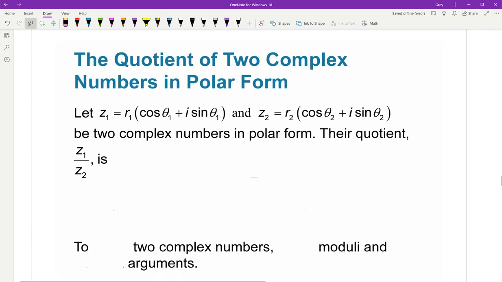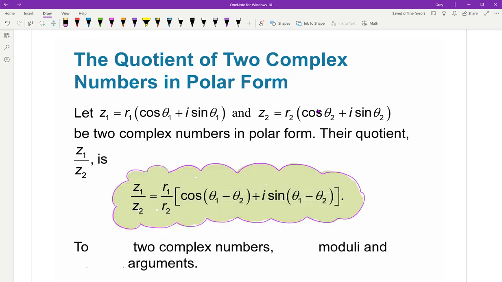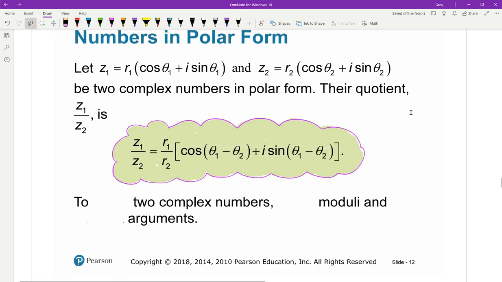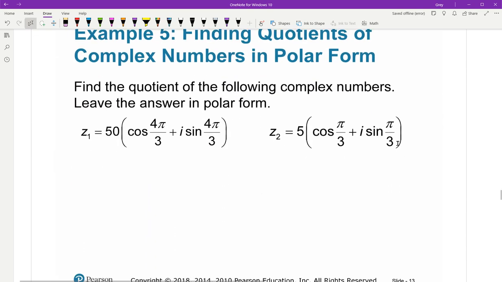If we multiplied r's and added the thetas when we found a product, what do you think we're going to do when we find the quotient? Again, a little messy looking. But to divide two complex numbers, you're going to divide the moduli and subtract the arguments. In other words, divide the r's and subtract the thetas. So here's an example. Find the quotient of the following complex numbers. Again, leave your answer in polar form.